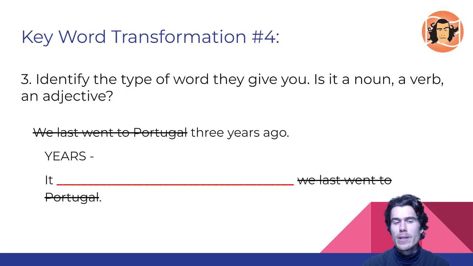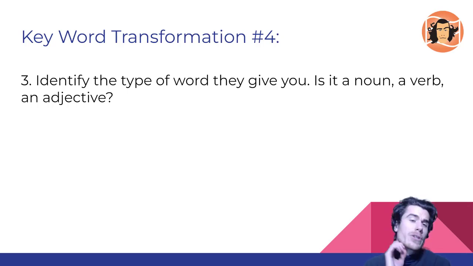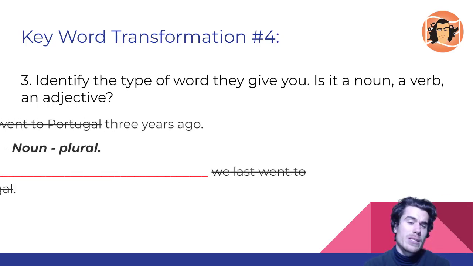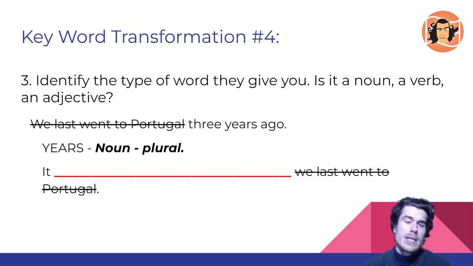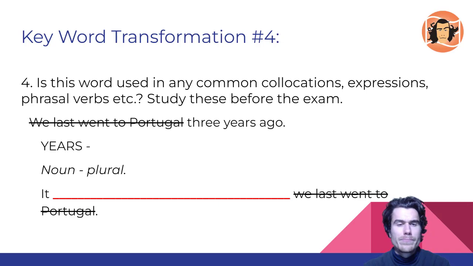Okay, so hopefully you've done that. So what type of word is years? Well, years is a noun. And when you think about nouns, you should also think, is it a countable or an uncountable noun? And years is a countable plural noun. So, there's the first few steps. Let's move on to step 4.